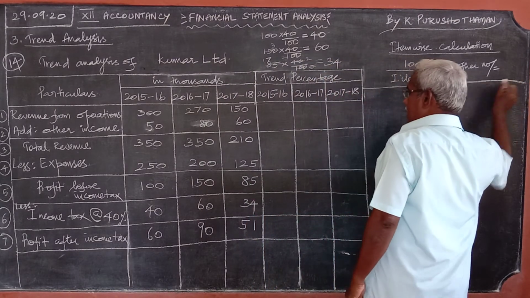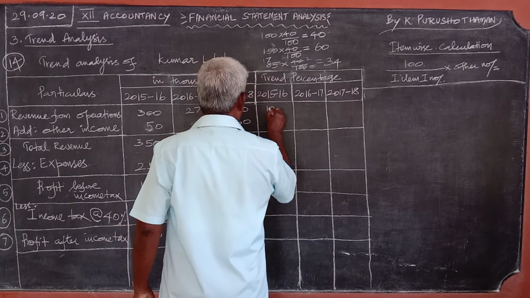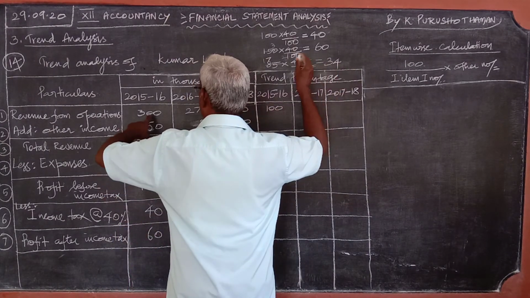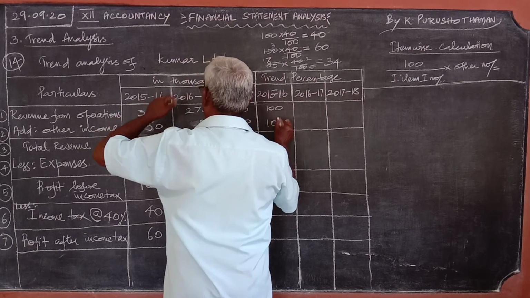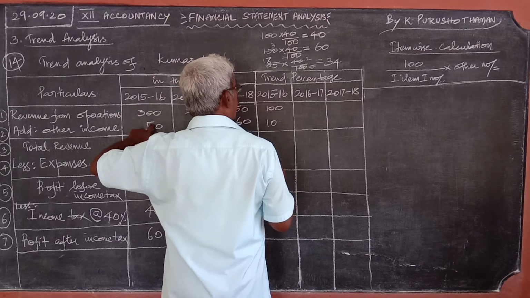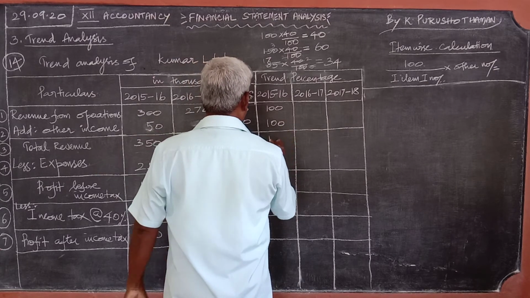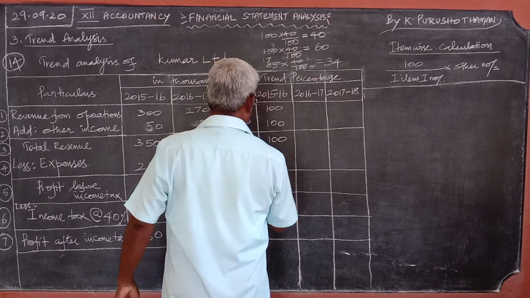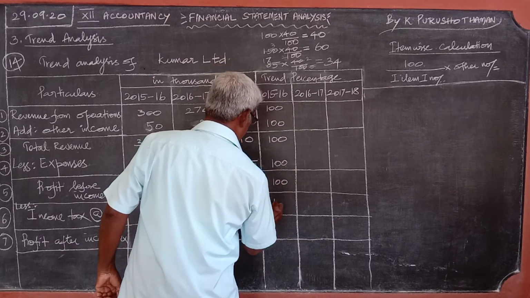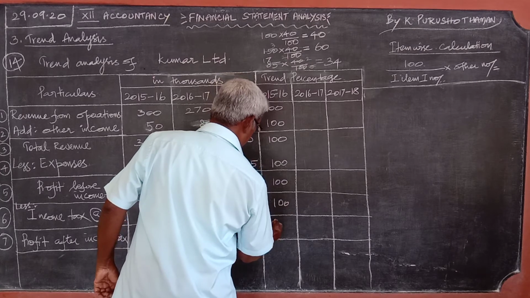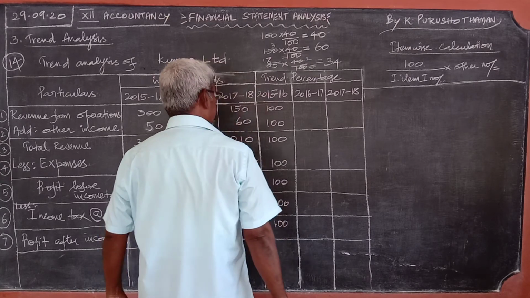In trend analysis for the first year, I said this is easy, 100, because 100 by 300 into 300, you will get 100 only. The same thing, 50 by 50 into 50, you will get 100. So in trend analysis, first year, whatever the item it is, you can write blindly 100% in percentage. You should find only for the second year and the third year.